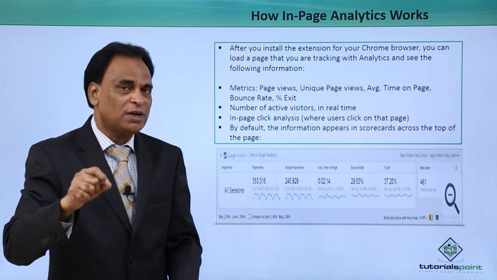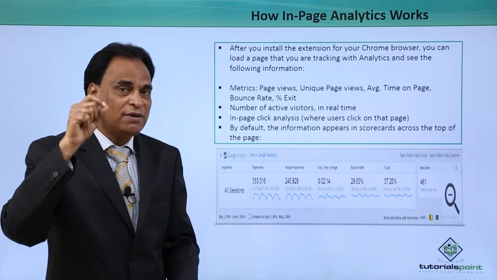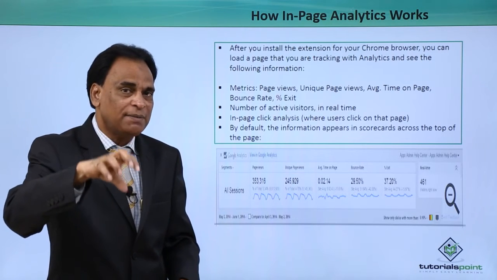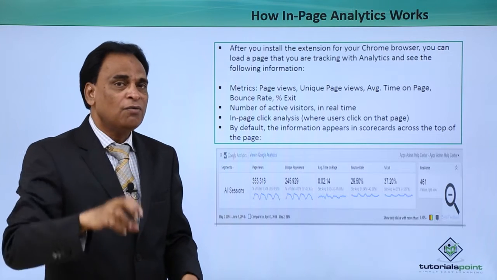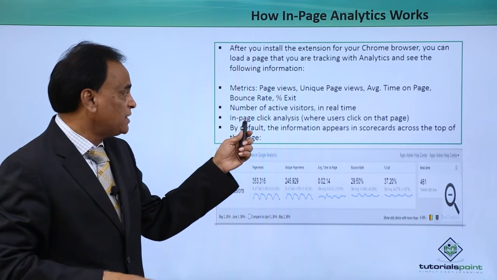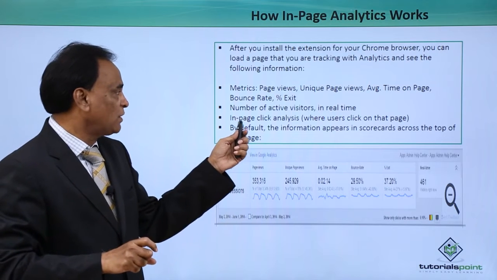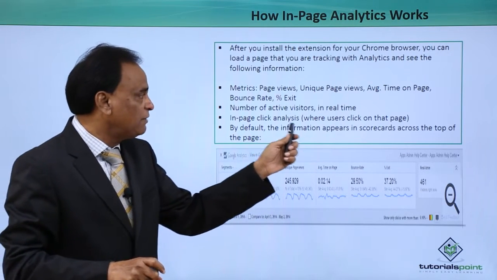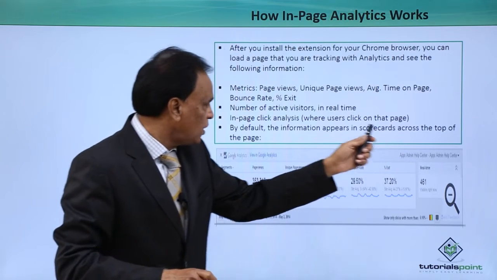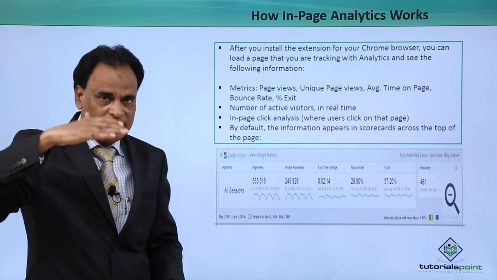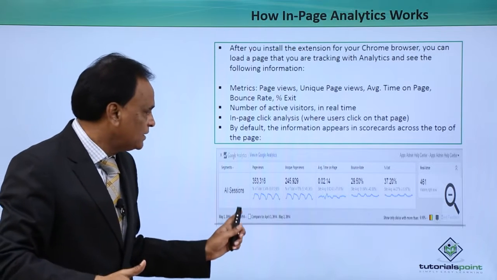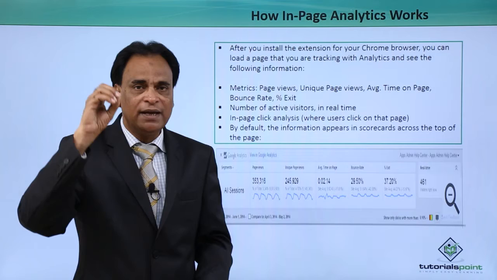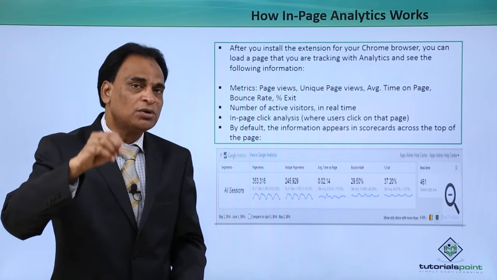This is the most important point: you can actually view the visitors in real time, the people coming to your page, where they are coming from, and the location in terms of demography and geography. And you also have the in-page analysis on that particular page. By default, the information appears in the scorecards across the top of the page in the browser itself, and this is the information that will be displayed for you as far as in-page analytics through the Google Chrome extension is concerned.